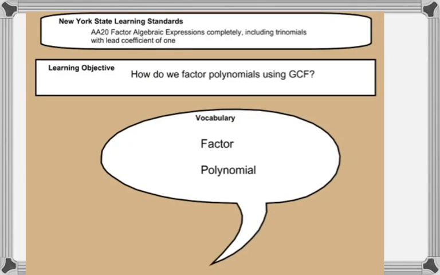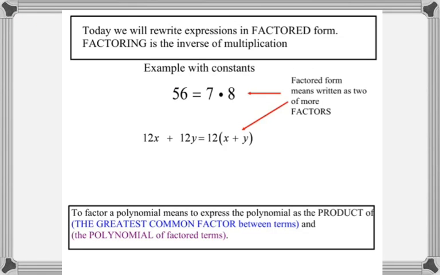Okay, we're going to continue the lesson today, how we factor algebraic expressions completely, including trinomials with lead coefficient of 1. So our first question is, how do we factor polynomials using the greatest common factor? We're going to use a lot of yesterday's lesson in order to do that. So today we're going to rewrite the expressions in factored form.